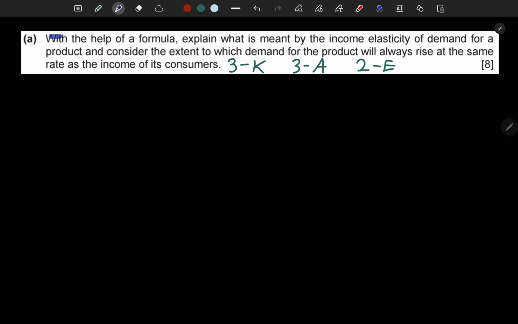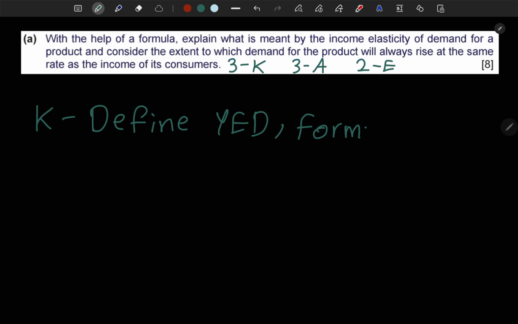Alright, so the question is: with the help of a formula, explain what is meant by income elasticity of demand for a product and consider the extent to which demand for the product will always rise at the same rate as the income of its consumers. So first of all, for knowledge, you'll define YD, and give a formula, which will give you 2 marks of knowledge.